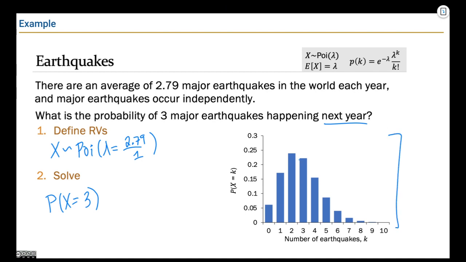So I'm really trying to figure out exactly the height of this bar here. But we can do it by using the probability mass function of the Poisson distribution: e to the negative lambda times lambda to the k over k factorial. So this goes 3 over 3 factorial. We'll see that's approximately a 22% chance.